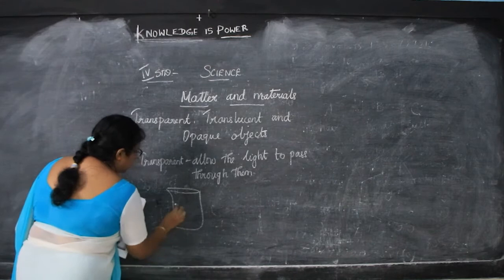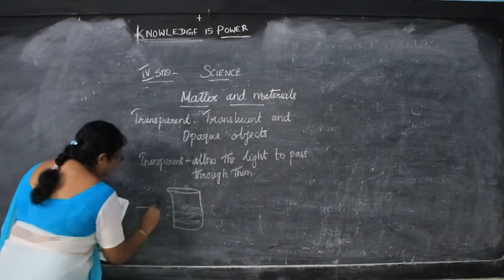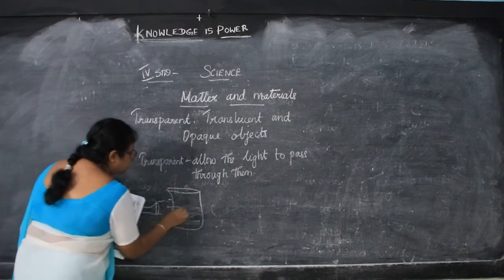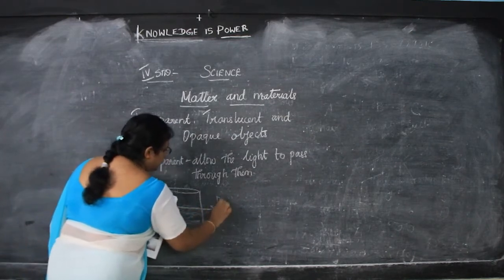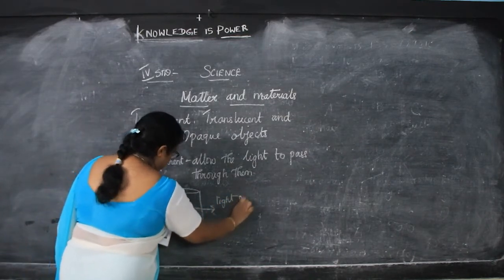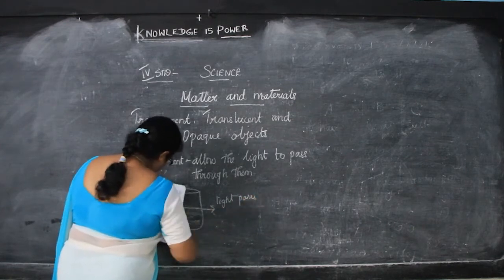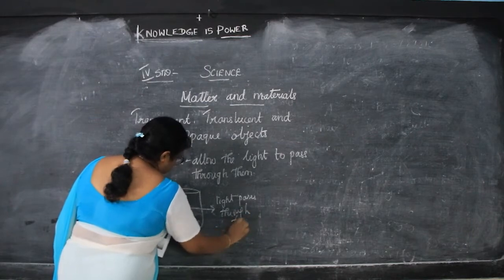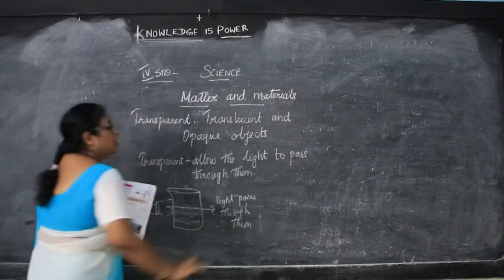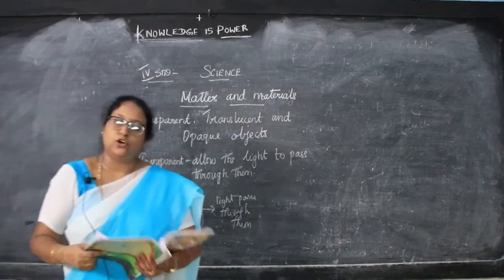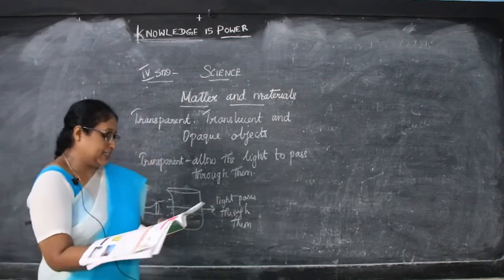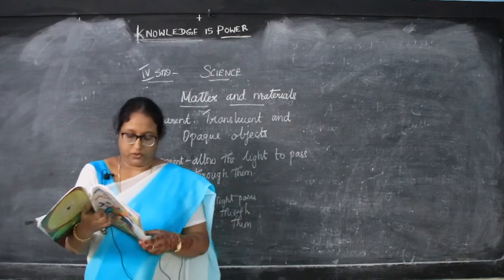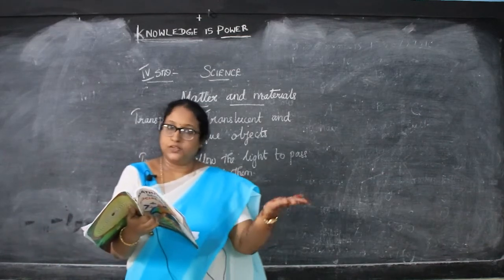Here they have given an example. There is a glass with water, and here one torch. When the light is passed, the light passes through them. So we can see the objects on the other side of this transparent object. So they are called transparent objects, which allow the light to pass through them. Example also I said, window of a bus.